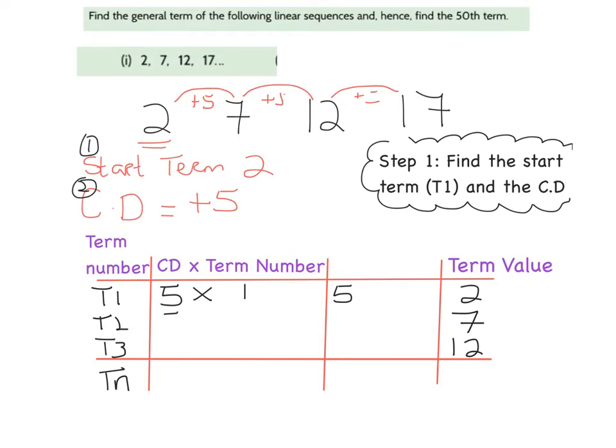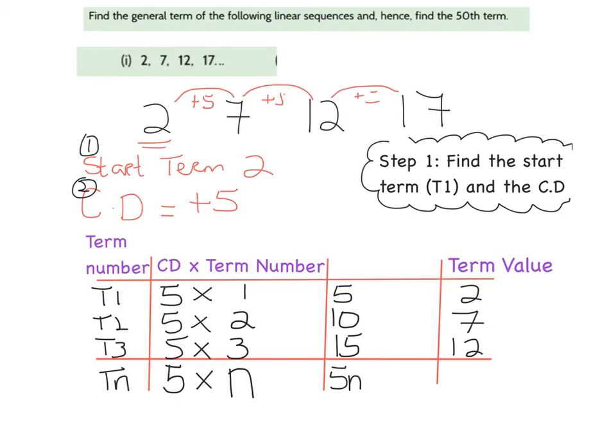Here I will have 5 multiplied by the term number, which in this case is 2, and the answer will be 10. And here I will have 5 multiplied by term number 3, which is 15. Okay, I now apply this method to the last section here, which is t to the n. So it is the common difference, which is 5, multiplied by the term number, which in this case is n. And 5 multiplied by n is the same as 5n.